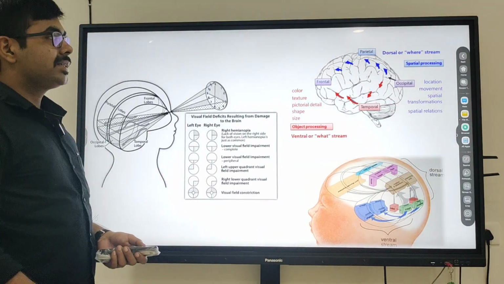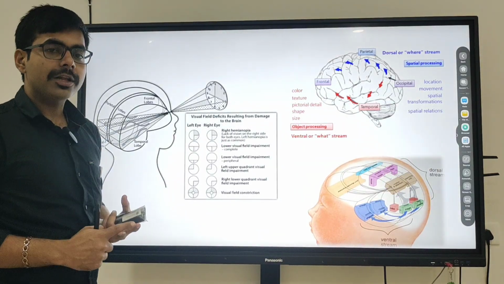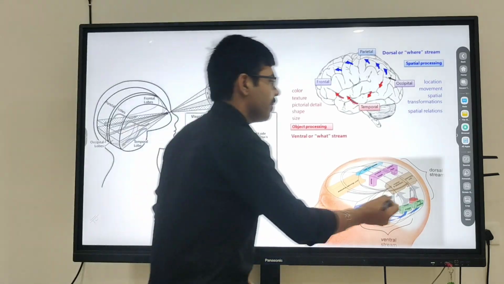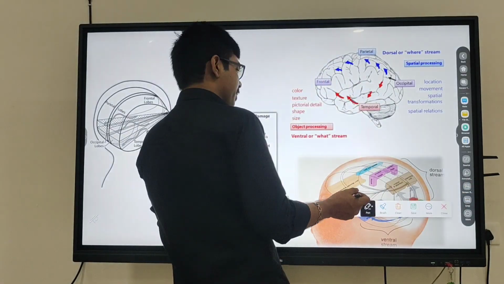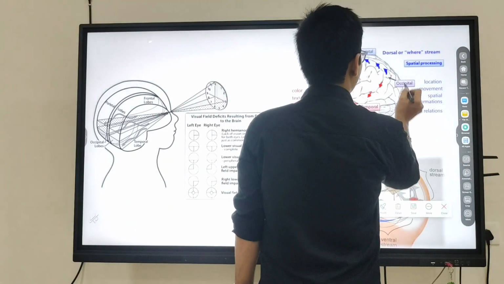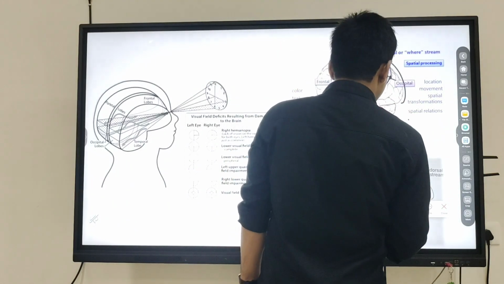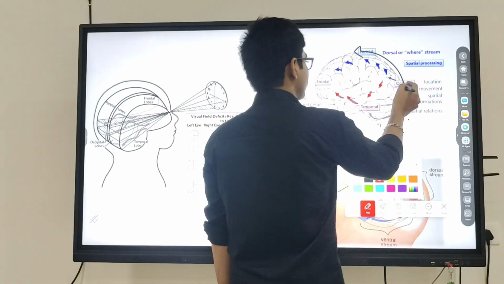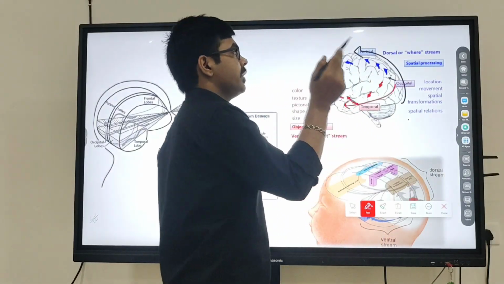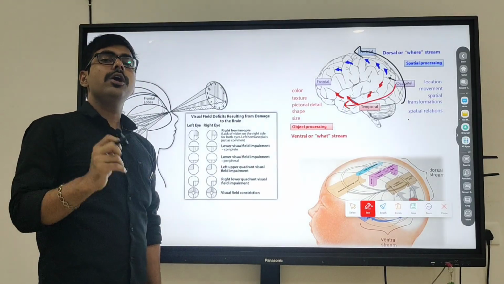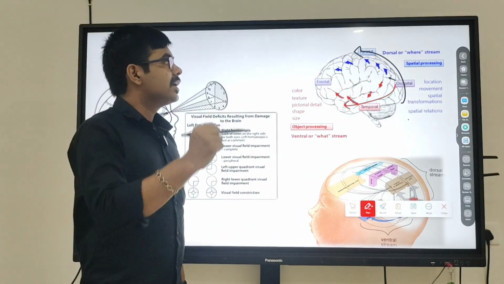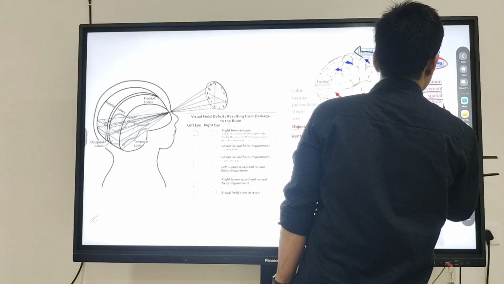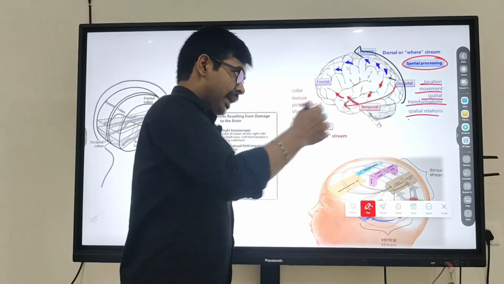Okay, so as I discussed, there will be two pathways, one will be the dorsal stream and the second will be the ventral stream. Dorsal stream basically means we are transmitting the information from the occipital lobe to the parietal lobe, and in the ventral stream we are transferring the information from the occipital lobe to the temporal lobe. So this dorsal stream is basically useful for identifying where the target is: spatial orientation, spatial processing, location, movement, spatial transformation, spatial relation according to the object.